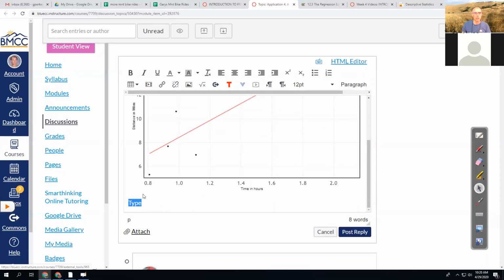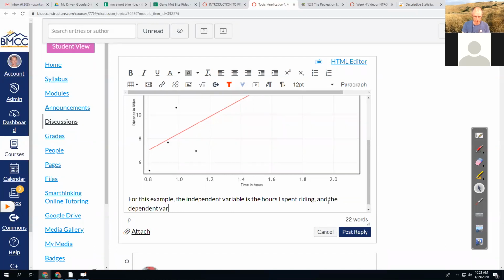All right, so then I should right away define my variables. Okay, so this example: independent variable, and I'm going to use some big words, but not too many, is the time I spent riding. Let's make time different. Let's just say hours there. Dependent variable is the distance, about miles traveled in that time. And then I'm just going to make a note, like why I'm calling one independent and one dependent.